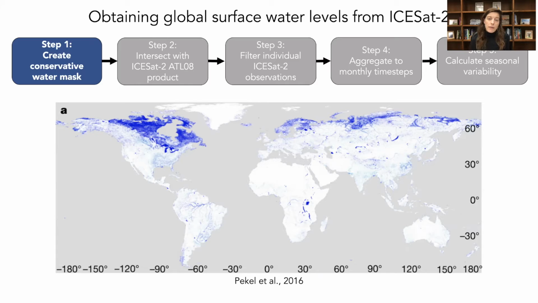And we started with the Pekel et al. 2016 Global Surface Water Occurrence product, but we edited this mask pretty significantly for a couple of reasons. One, we wanted to ensure that we were only looking at lakes and reservoirs and ponds, not any rivers. And also we needed to ensure that our water mask was quite conservative, so we could be really confident that any ICESat-2 retrievals that we retain are measuring water level and are not contaminated in any way by land. So we do some modifications to this GSWO data set.